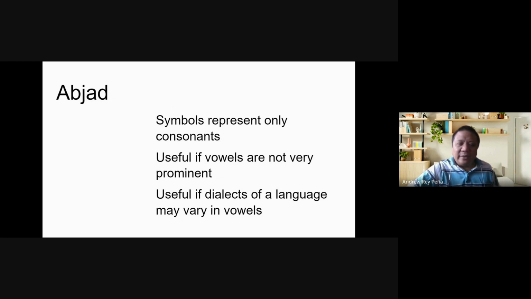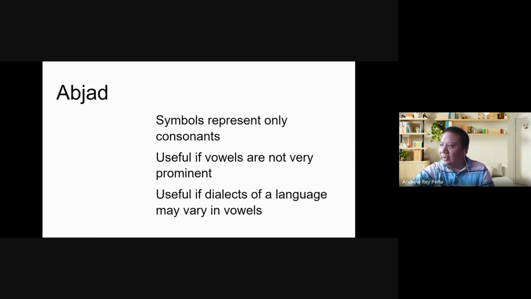Then we also have the abjad. In an abjad, symbols represent only consonants. It's just the consonants. This is useful if vowels are not very prominent. Also, it's useful if dialects of a language may vary in their vowels. It may have the same basic word, but maybe a little change in vowels.